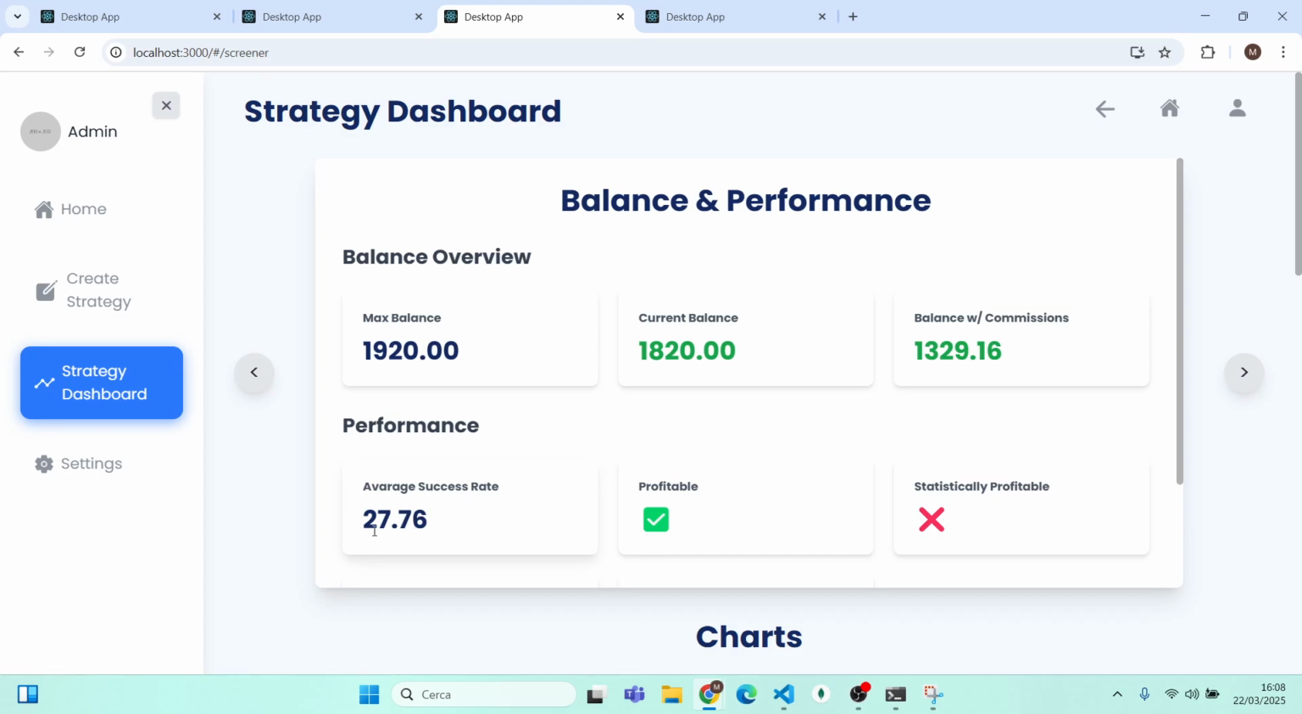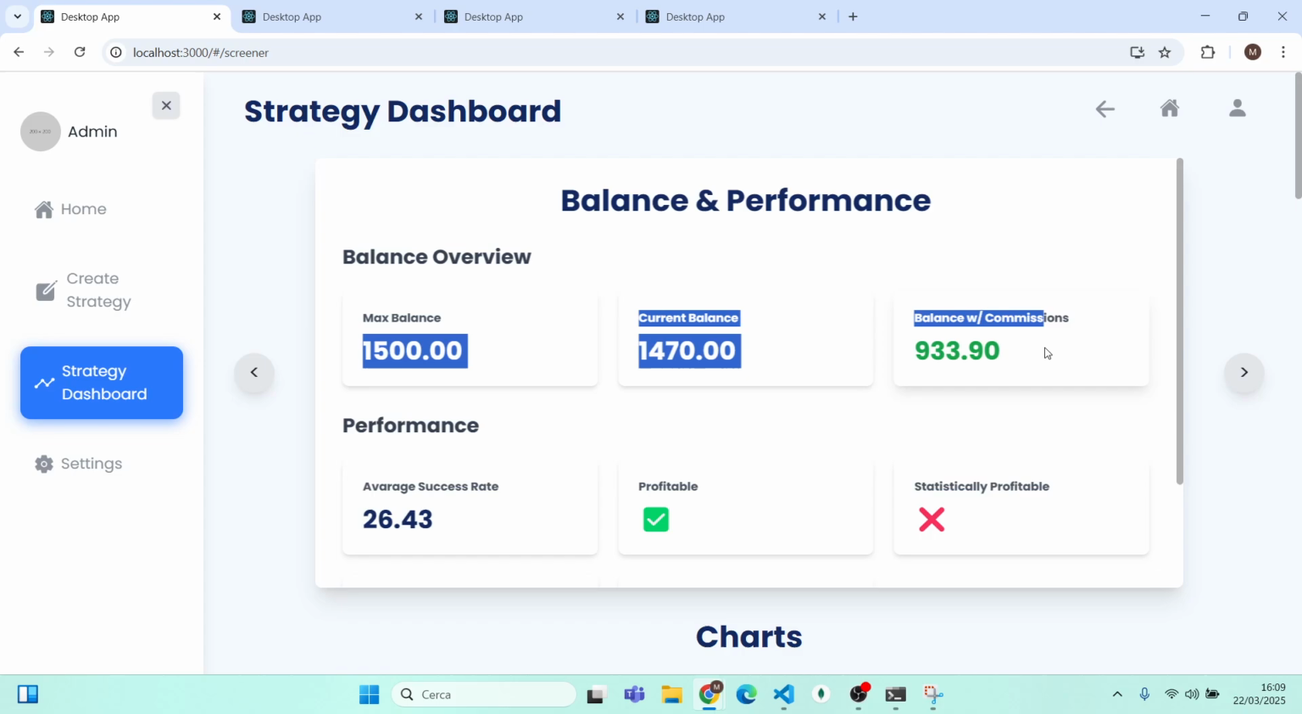As we can see, 27 is our success rate. Before it was 26, so there was an improvement of 1 percentage point. This is our current balance, so we improved the balance by about $400. The maximum balance was $1,900, and the balance with commissions is $1,300. So definitely better than before.